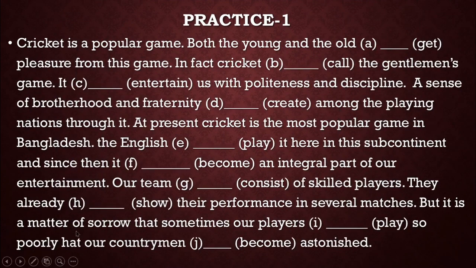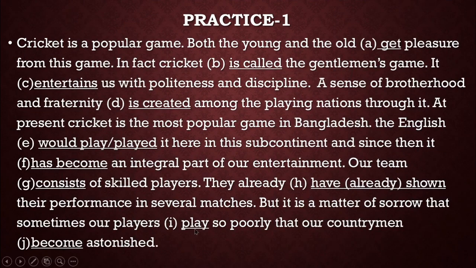But it is a matter of sorrow that sometimes our players dash so poorly that our countrymen dash astonished. The subject is in plural form, so the plural verb play here: our players play so poorly. We will say that our countrymen become astonished, because our countrymen, the subject, is in plural form, so we will use a plural verb. Our countrymen become astonished. So dear boys, that's it.